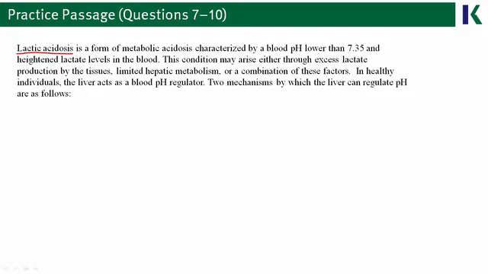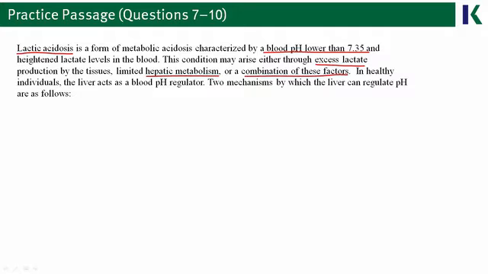Alright, so this passage calls out its topic right at the start. It is all about lactic acidosis. And this paragraph, as with many first paragraphs, is a background on the condition. We get a description of it, that it involves low blood pH, which shouldn't be surprising because it's acidosis. Acidic means low pH. And then we see potential causes for this condition: too much lactate production, not enough work by the liver, or some combination of those two.